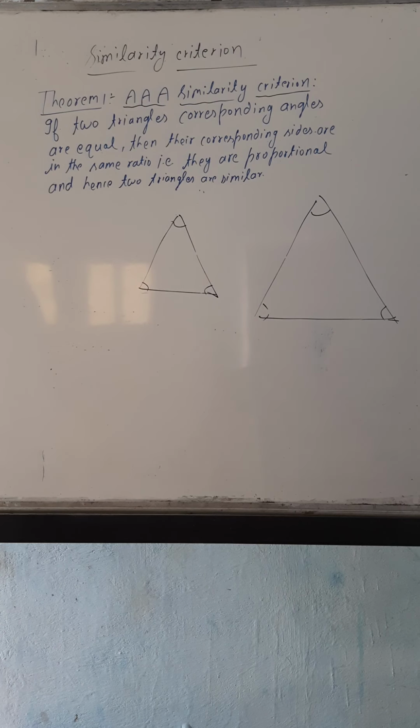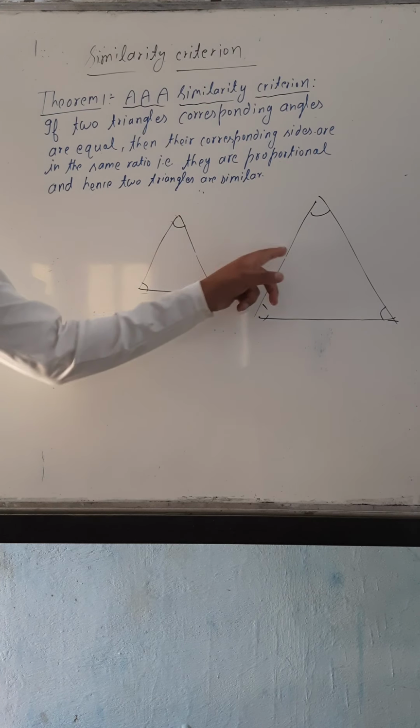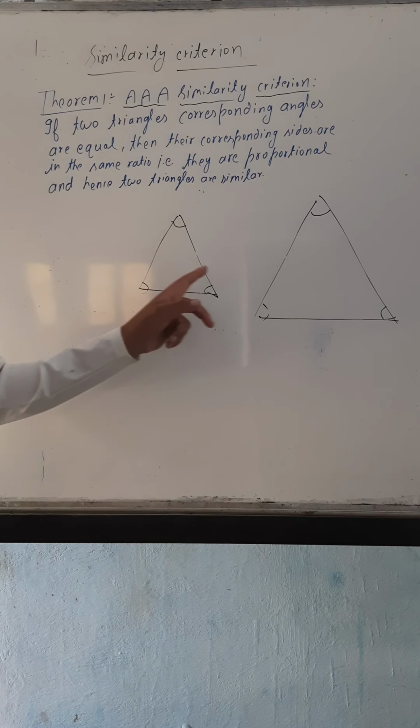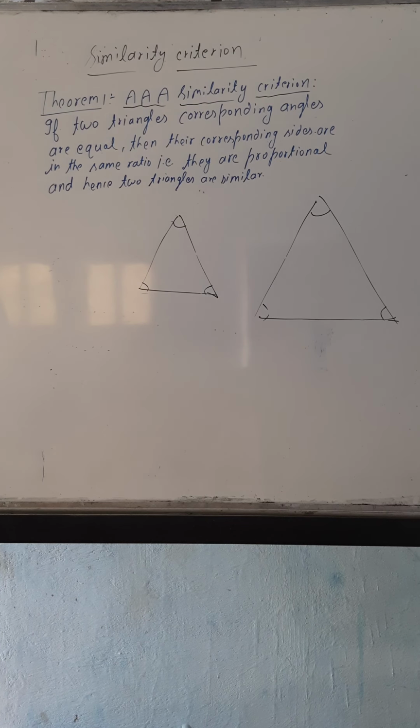Now if this is so, then both the triangles are similar, because we have already discussed the similarity criterion. What is the similarity criterion? The ratio of the corresponding sides should be equal. If the ratio of the corresponding sides is equal, then both the triangles are similar. Are you getting this?